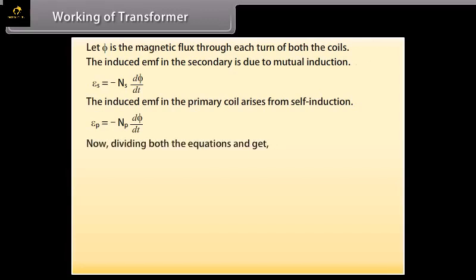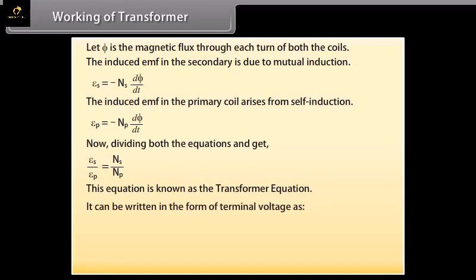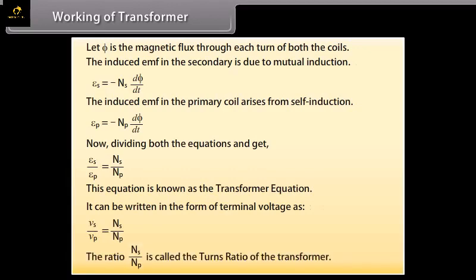Now dividing both the equations, we get ES by EP is equal to NS by NP. This equation is known as the transformer equation. It can be written in the form of terminal voltage as Vs by Vp is equal to Ns by Np. The ratio Ns by Np is called the turns ratio of the transformer.